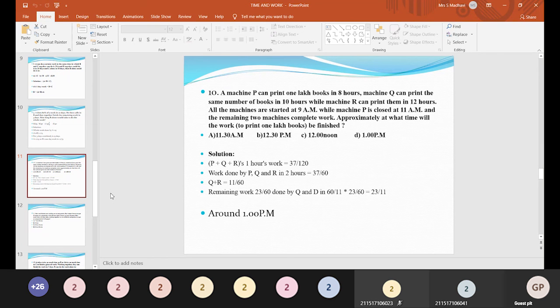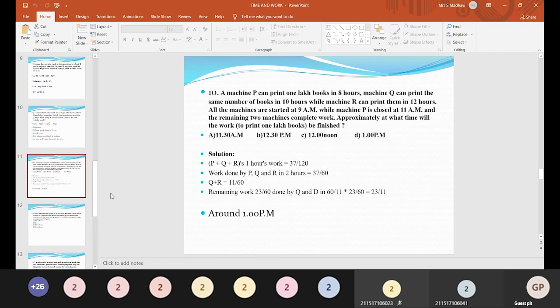Now the work done by P, Q and R in 2 hours. Why? They started at 9 and P closed at 11. Altogether they work for 2 hours. So the work done by P, Q and R in 2 hours is 37 into 2, and on multiplying by 2, we get 37 by 60. So all three machines combined work for 2 hours in 37 by 60. This is the work done by the machines in 2 hours.